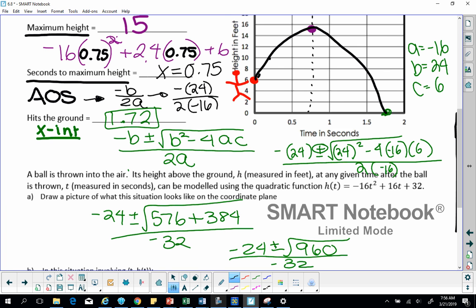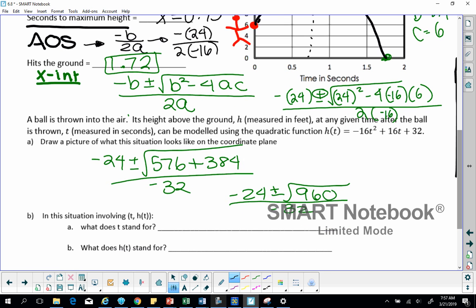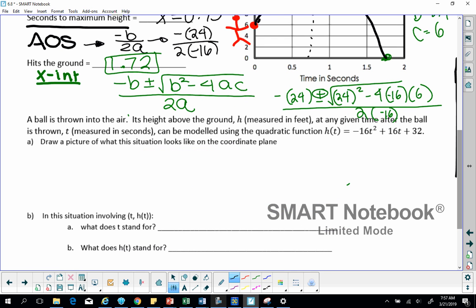Okay, let's try one more, but now we're going to be able to just use the calculator. Actually, we're not. So let's look at this next one right here. I'm going to erase this. And it says, a ball is thrown at a height above the ground. At any given time after the ball is thrown, t measured in seconds, it can be modeled using that quadratic function. First, they want us to draw a picture.